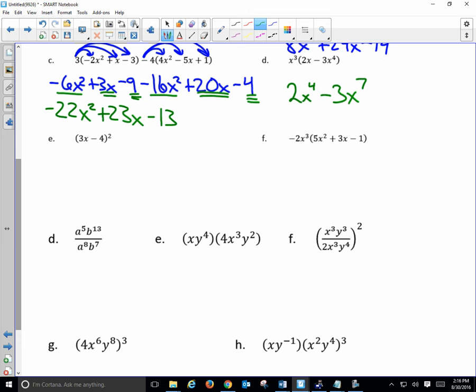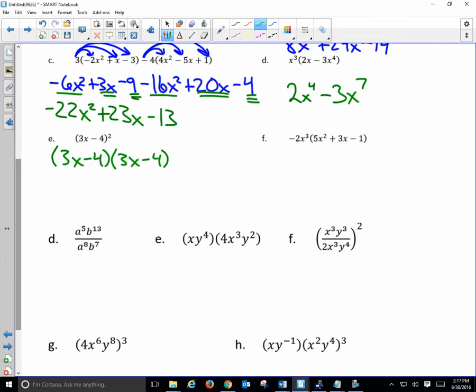How about E? If I square these out, do I get 9x squared plus 16? Is that what I do? Why not? What do I do? What does it mean to square something? Multiply it by itself. So if I'm going to square that expression, I have to take that expression and multiply it by itself. Right?